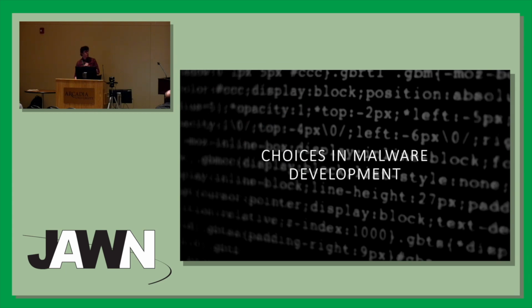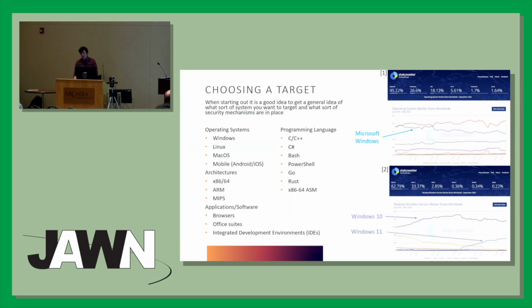So now we're going to get into some choices in malware development. These are things that you want to consider before you embark on and start on writing malware. So first we're going to talk about choosing a target. When you first start out, it's a good idea to have a general idea of what sort of system or platform you want to target and what sort of security mechanisms are in place. You can target a ton of different things. So examples, you can target operating systems such as Windows, Linux, Mac OS, mobile OSs like Android and iOS.